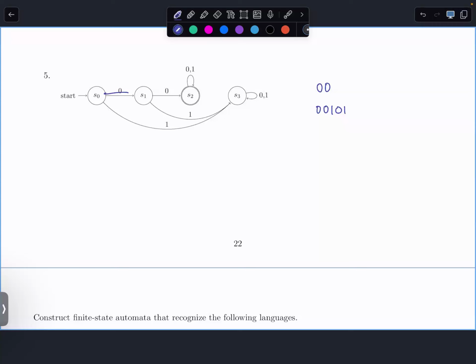So the 0, 0 is getting us from S0 to S1 and S1 to S2, which is the final state. So just 0, 0 works. But then after that, you can do 0 or 1 and stay in S2. So the idea here is that you could do 0, 0, and then you can do (0 or 1) star. So this is 2 zeros followed by any number of zeros and ones.